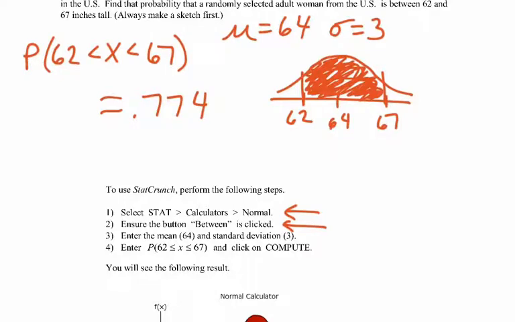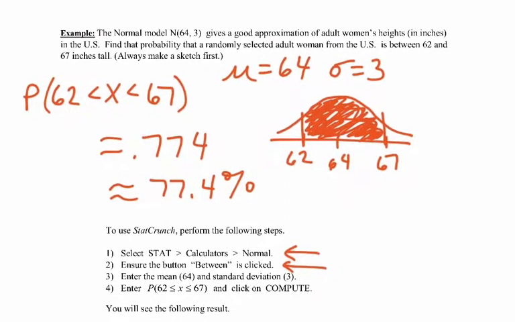So that means, if we think of it as a percentage, we could say there's about a 77.4% chance that if we select a random woman from the United States, her height is going to be between 62 and 67 inches.